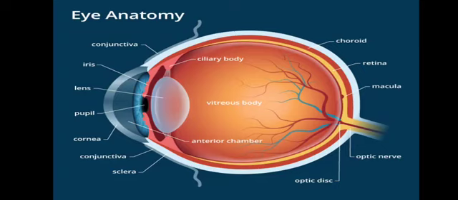The next layer is the inner layer, which contains the most important part of the eye, which is the retina. It contains 10 layers. We can discuss it later. And then here we can see the vitreous chamber, the aqueous chamber, the optic nerve, and the optic disc also. This is the structure of the eye.